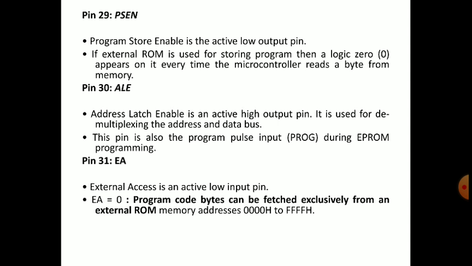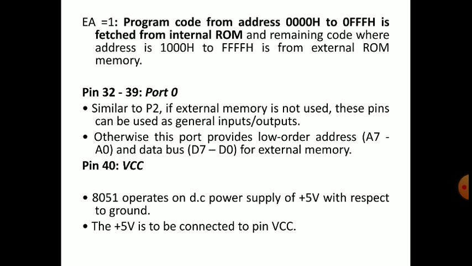EA means external access, an active low input. With EA at 0, program code bytes are fetched exclusively from external memory, and with EA at 1, a portion will be fetched from internal ROM, that is 0000 to 0FFF, and the remaining 1000 to FFFF from external memory.